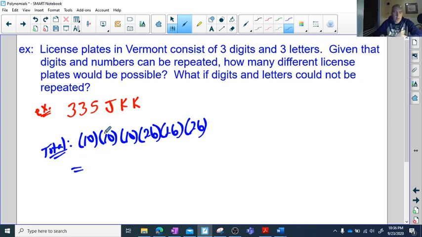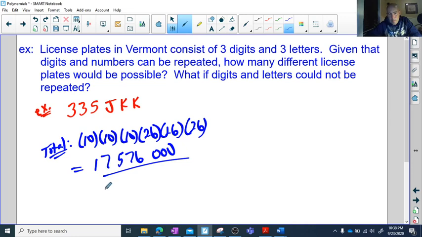So now if we just grab a calculator. So according to my calculator, I get a total of 17,576,000 different license plates that would be possible.